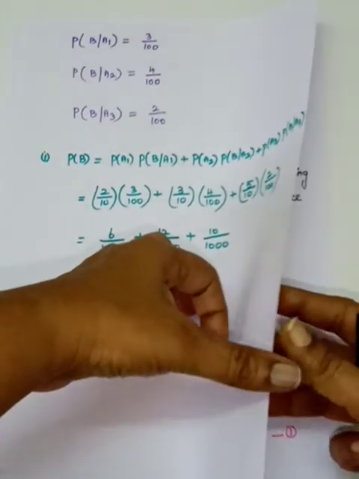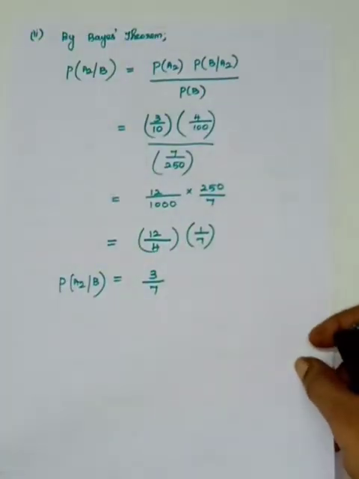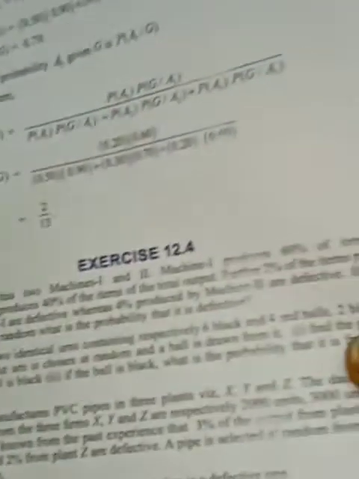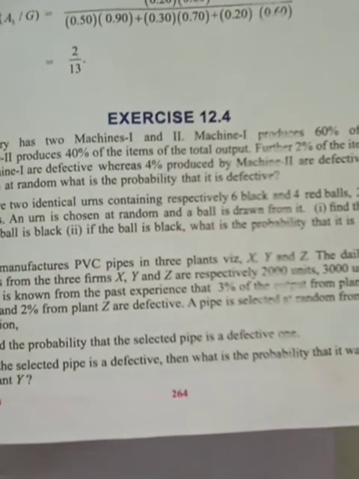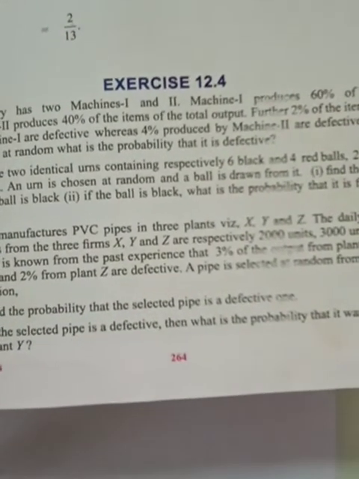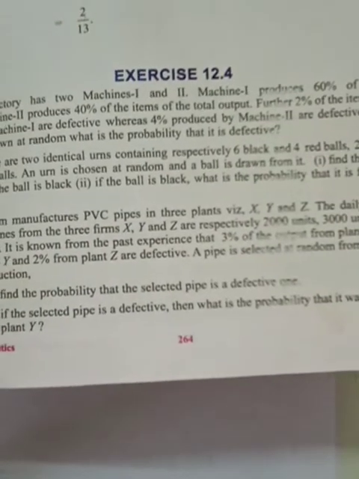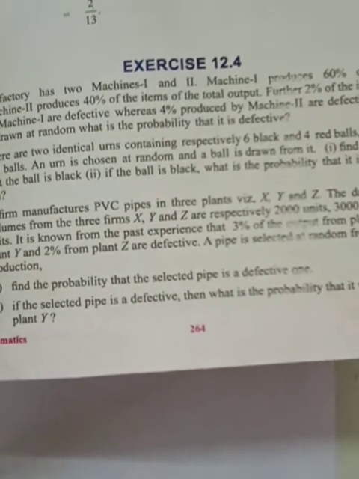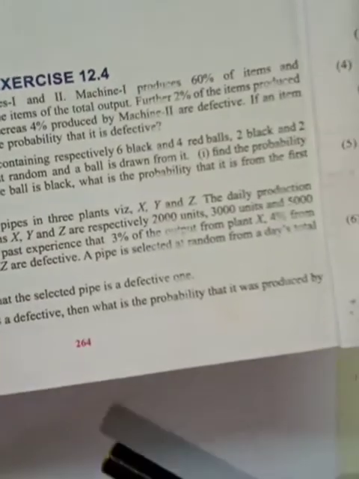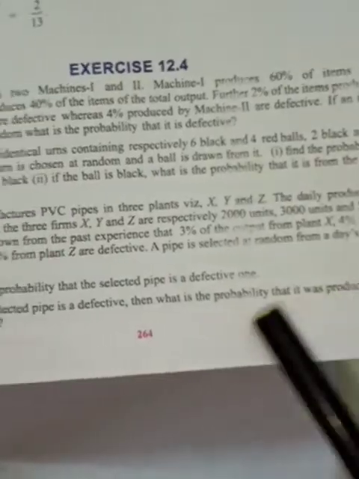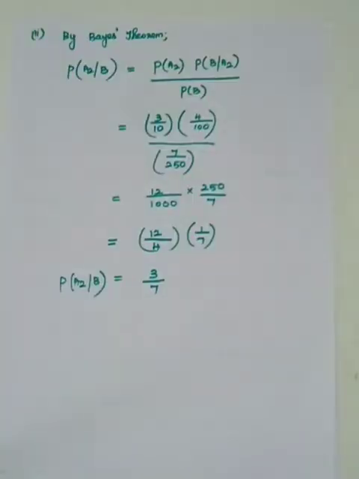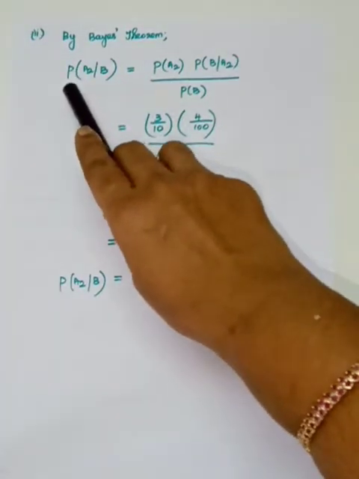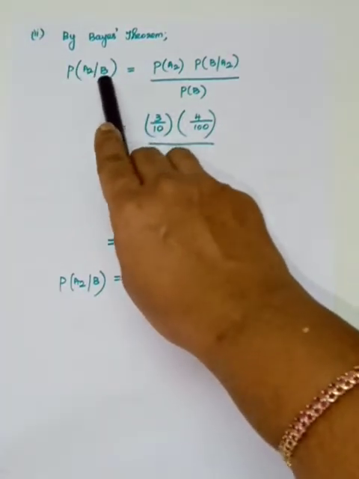Now coming to the second subdivision, what is asked in that? If the selected pipe is defective, which condition happened first? It is defective. So defective items, the event is B. So B has already happened. Then what you have to find is the probability that it was produced by plant Y. The items produced by plant Y are nothing but which event? A2 event. So we have to find P of A2 by B.